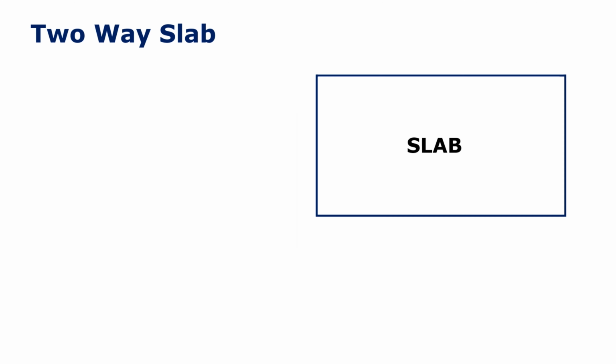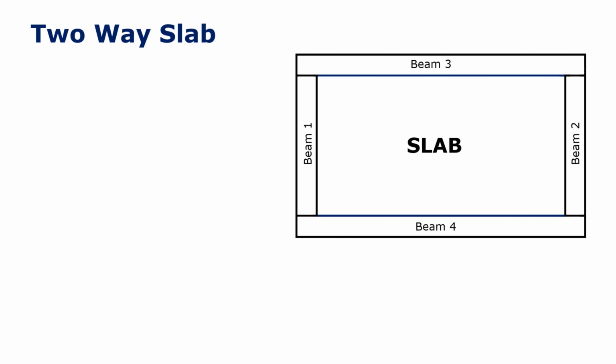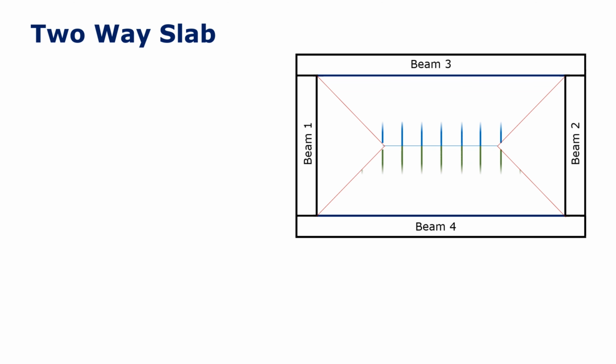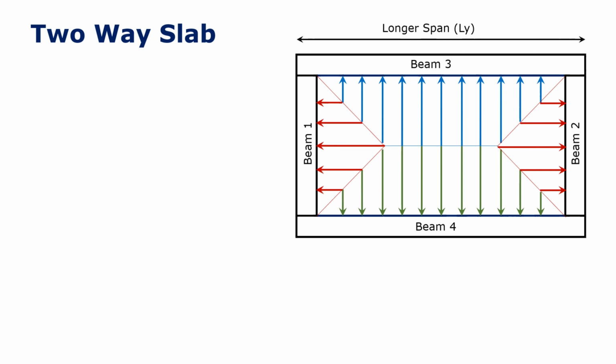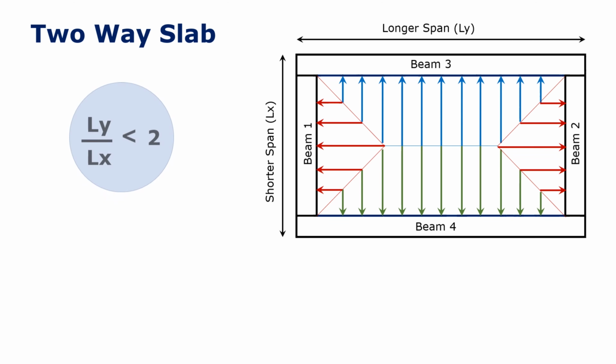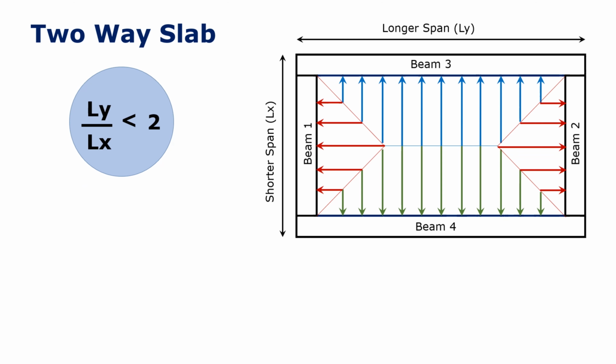Now let us see what is a two-way slab. When a reinforced concrete slab is supported by beams on all the four sides, and the loads are carried to the support along both the directions, that is y direction as well as the x direction, then it is known as two-way slab. In two-way slab, the ratio of the longer span to the shorter span is less than 2. That is, longer span, which is Ly, by shorter span Lx, will be less than 2.